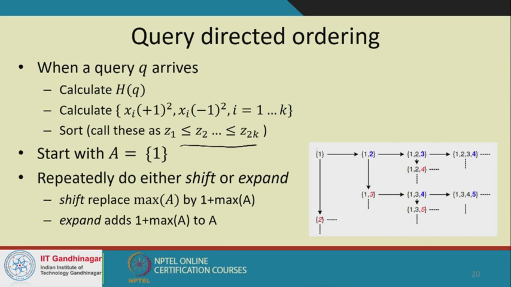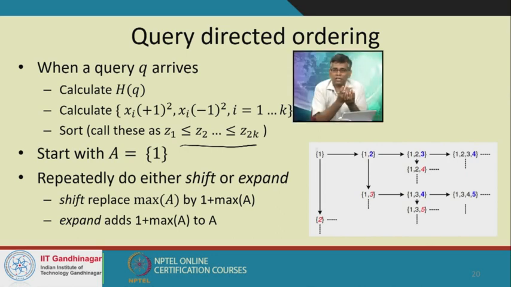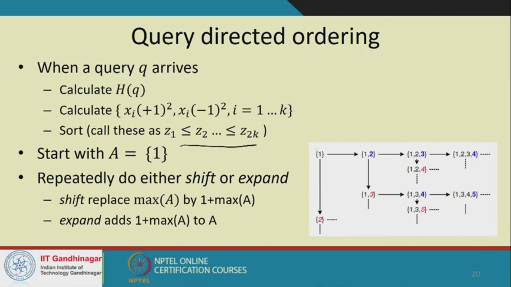So we start with that, and then at every step we either keep on expanding it, that is, add the very next one. For instance, if 2 is the next smallest value, either we go from the set 1, which is bucket ID 1, to the bucket ID 1 2, so bucket ID 2 would be the next one to explore, or we go from bucket ID 1 and replace that by bucket ID 2.